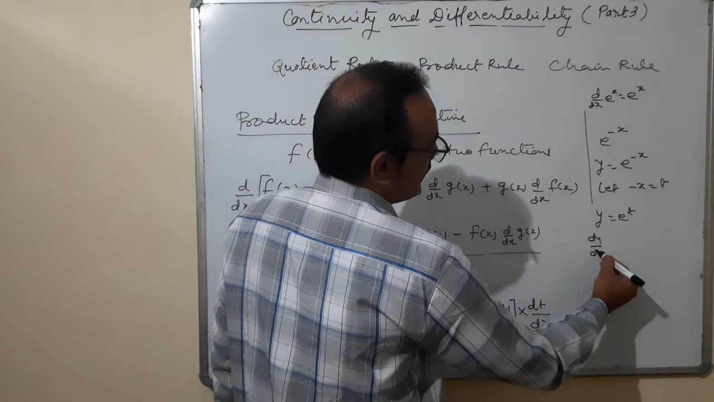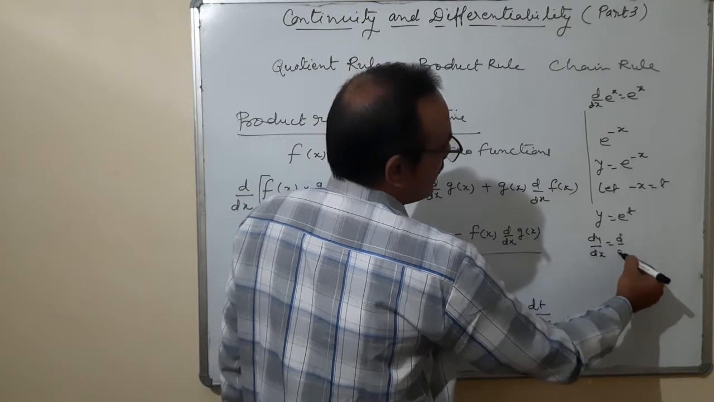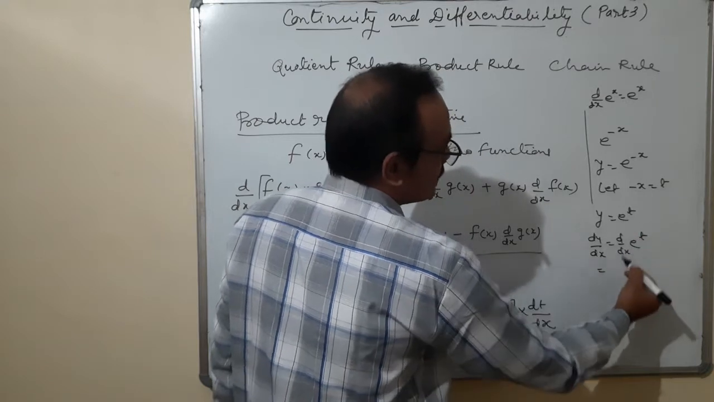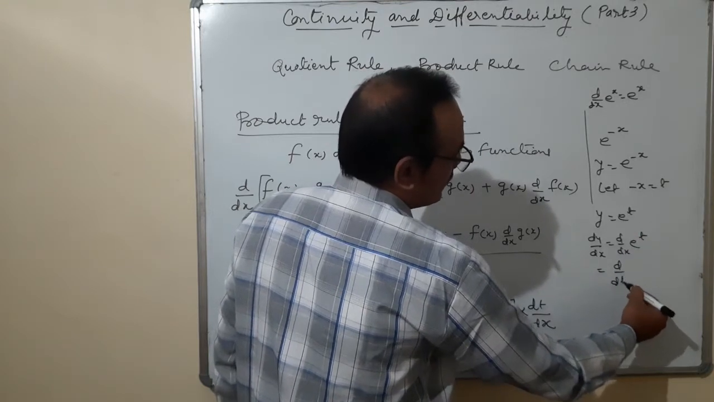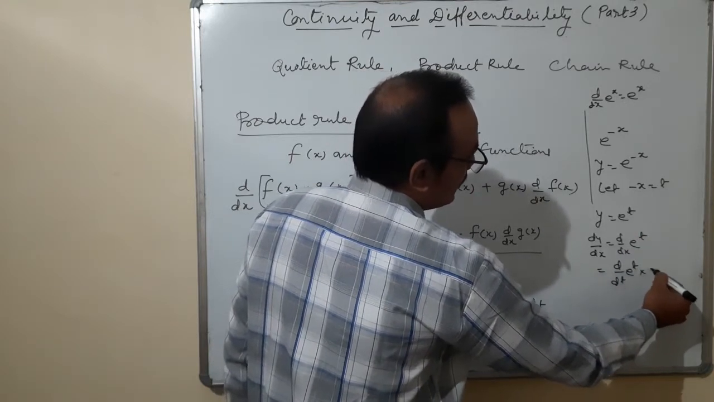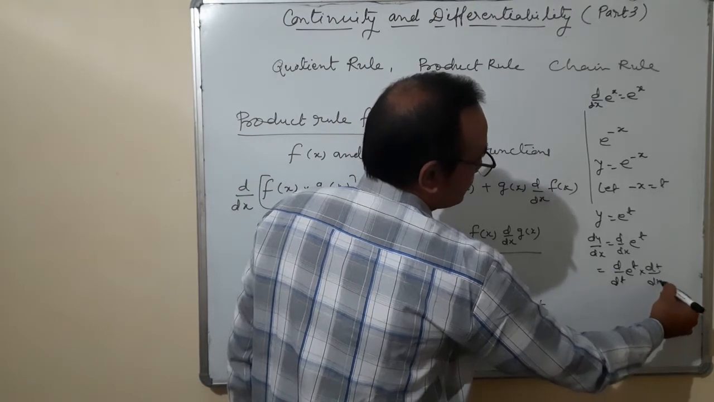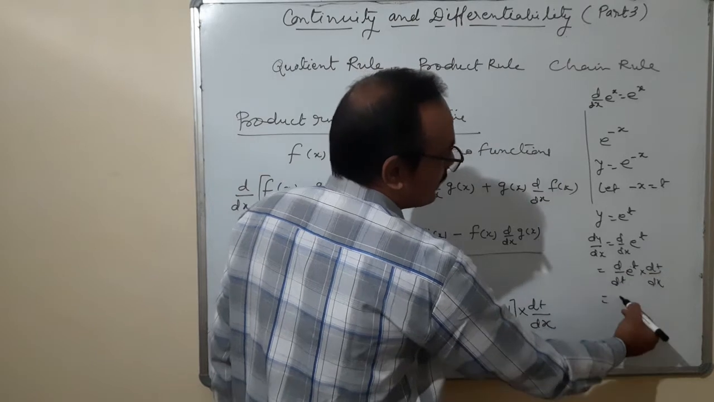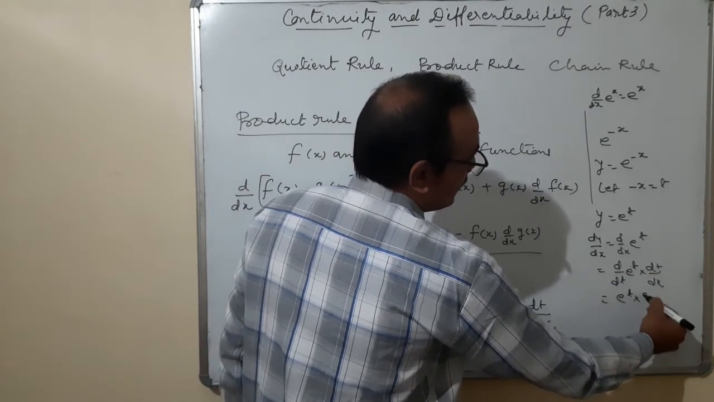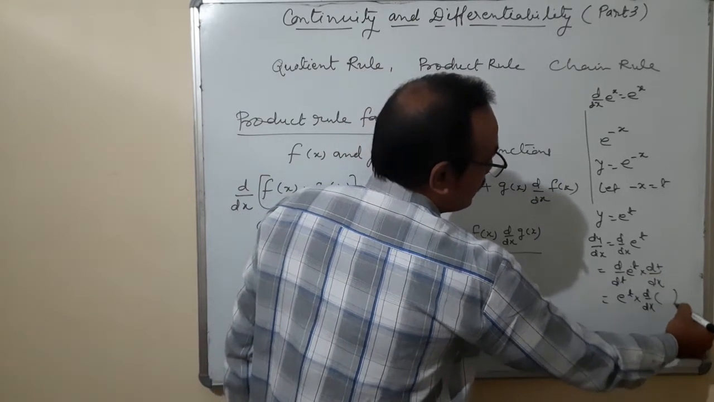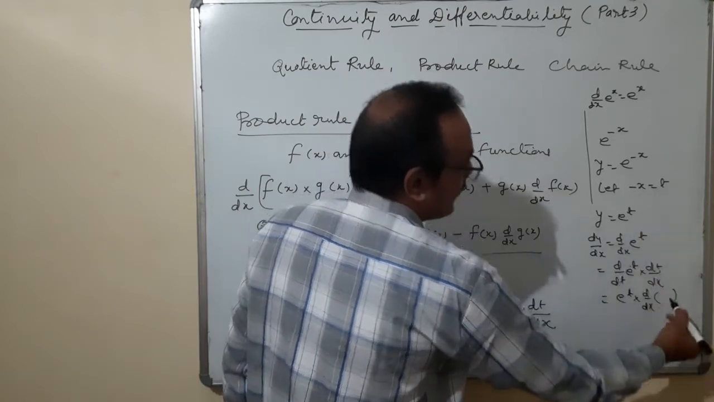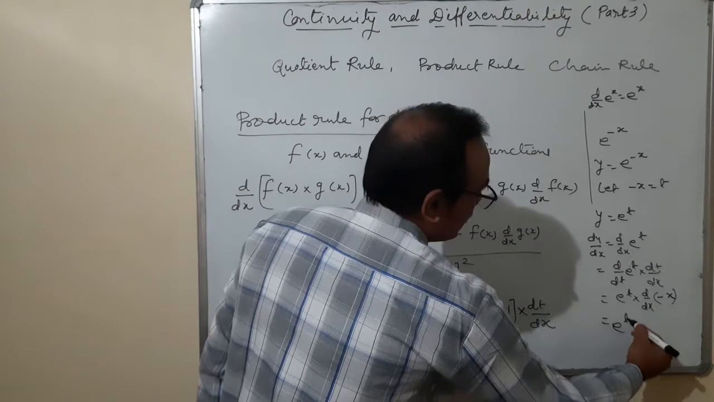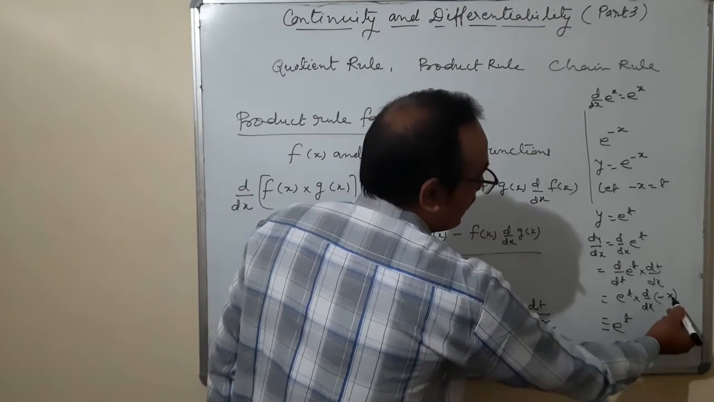So dy by dx is equal to dy by dx of e to the power t. Using the chain rule, that is dy by dt of e to the power t into dt by dx. Now the differentiation of e to the power t with respect to t is e to the power t, and for dt by dx, the value of t which we have considered is minus x. So it is coming e to the power t, the minus sign is out, and x.